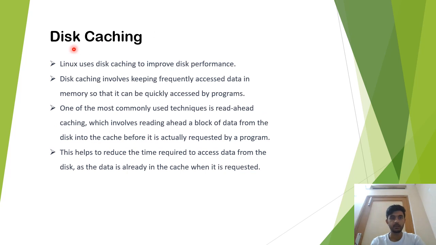Next is disk caching. Linux uses disk caching to improve disk performance. It involves keeping frequently accessed data in memory so that it can be quickly accessed by programs. One of the most commonly used techniques is read-ahead caching, which involves reading ahead a block of data from the disk into the cache before it is actually requested by a program. It helps to reduce the time required to access data from the disk, as the data is already in the cache when it is requested.